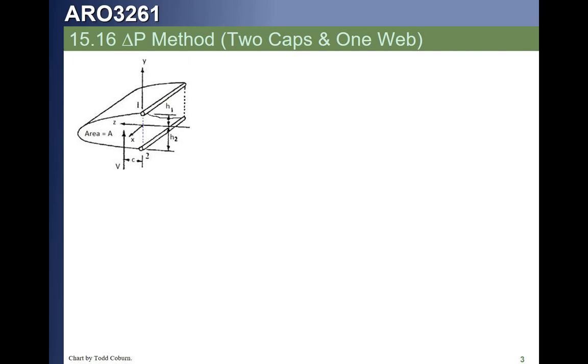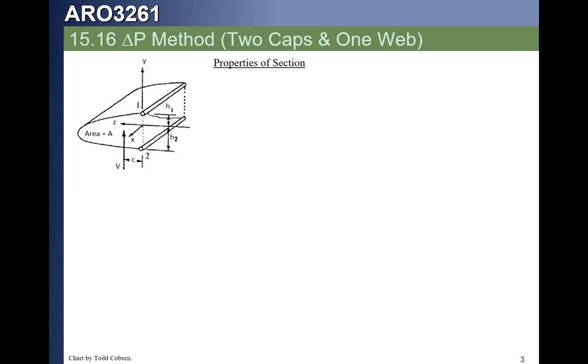Now since the web is assumed to carry no normal stress, all of the normal stress has to be carried in the caps. Since the caps are assumed to have just a tiny point area, with an actual area but all of that area located in a specific infinitesimal point, the caps have no bending stiffness, which means they can carry no shear. We're going to look at how to solve shear flow equations using the delta P method.